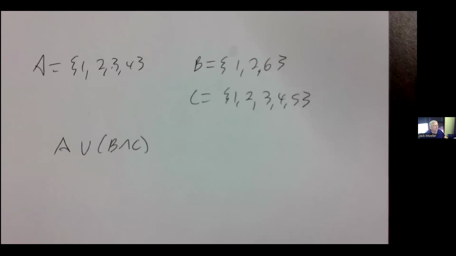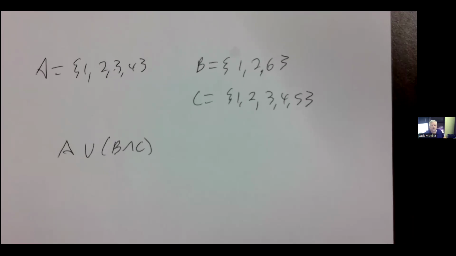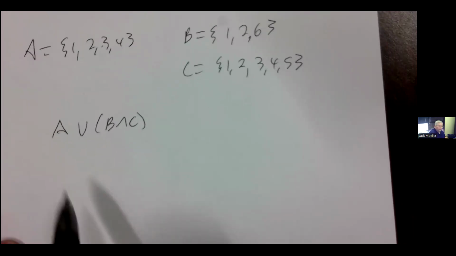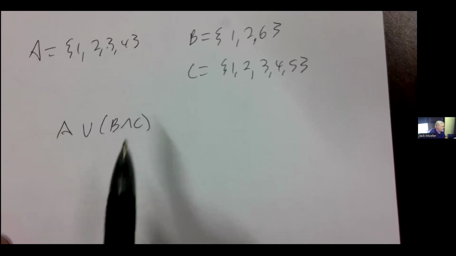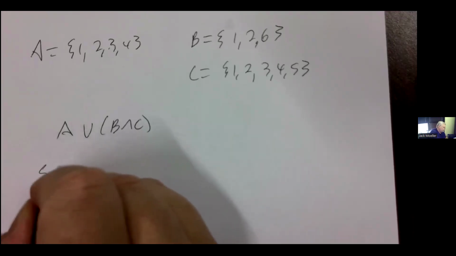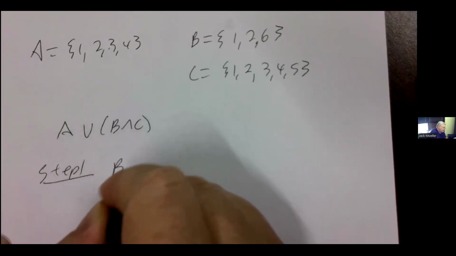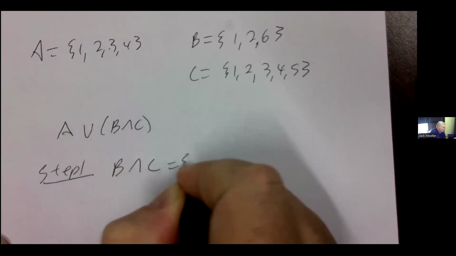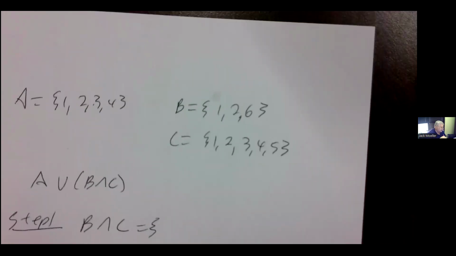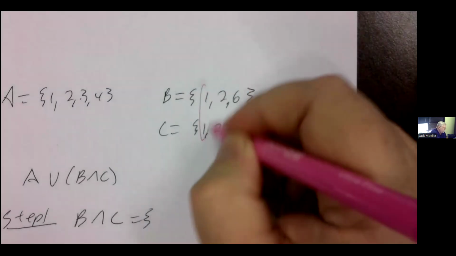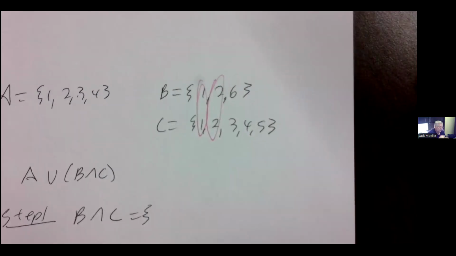Okay, so A is 1, 2, 3, 4, B is 1, 2, 6, C is 1 through 5. And so we're doing A union B intersection C. Order of operations says we do inside parentheses first. So B intersection C. What do those two have in common? Just 1 and 2.